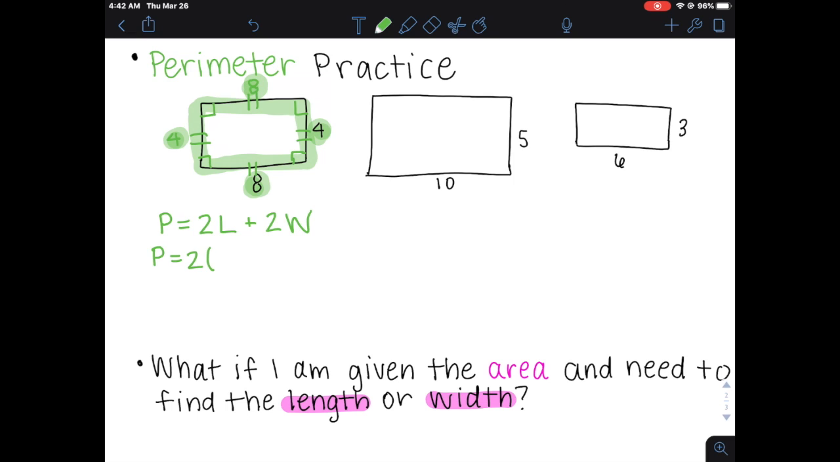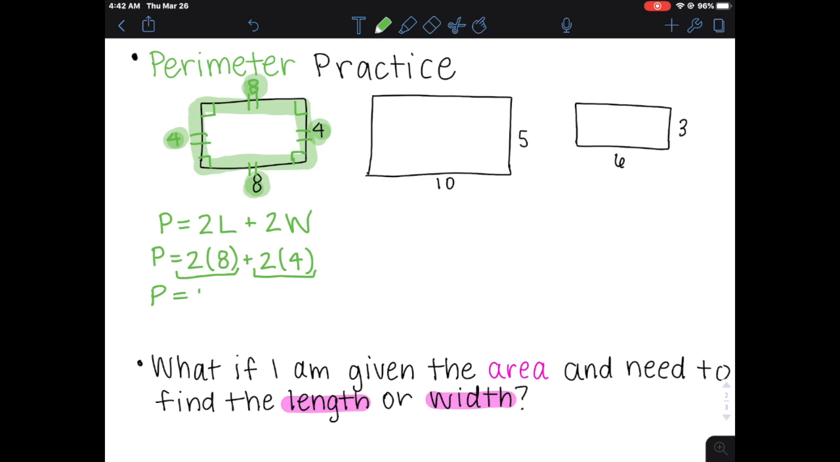P equals 2 times our length was 8. I'm going to put in a parentheses, especially because there's not a symbol in between our 2 and L. Remember, if there's not a symbol between a letter or variable with a coefficient or a number in front, you automatically assume it's multiplication. So we also know what W is, and that stands for 4. So we have some multiplication problems we have to take care of first. So we're going to do the 2 times 8 and the 2 times 4 second.